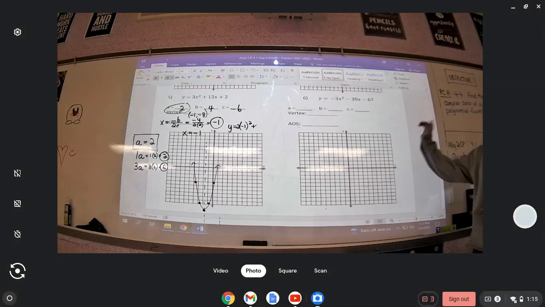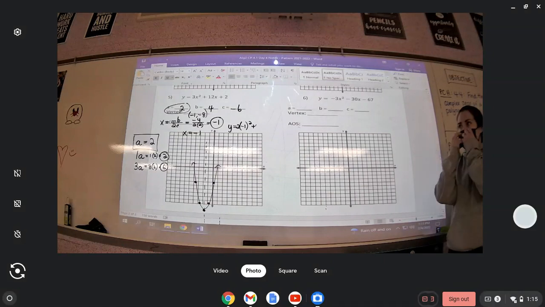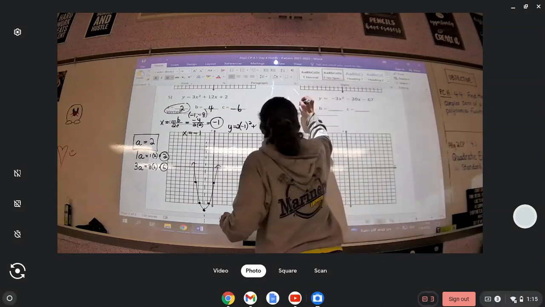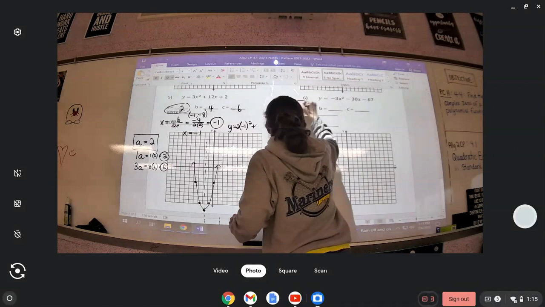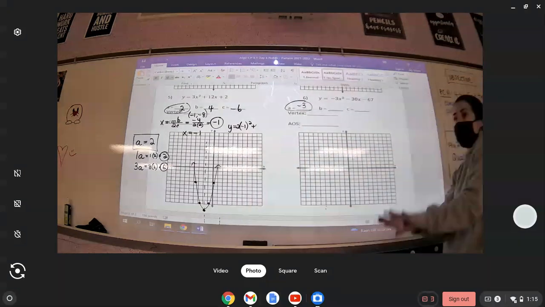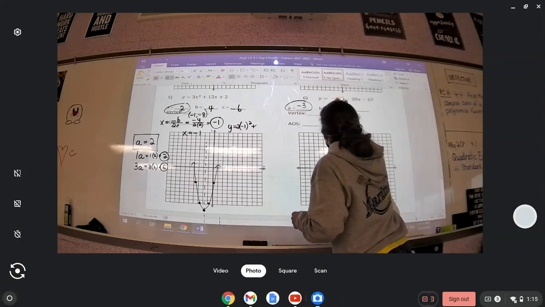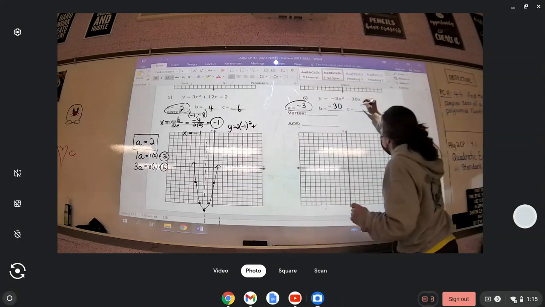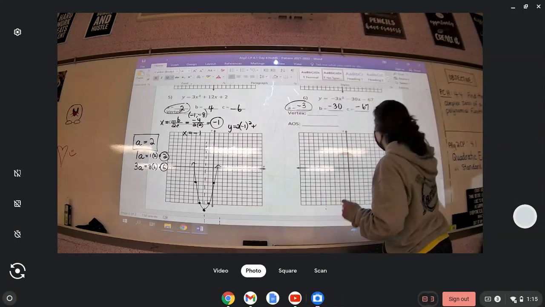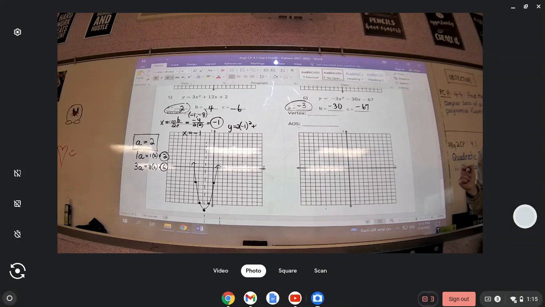All right. In this one, who's A? Negative 3. Is this parabola going to open up or down? Down. So now you know your jumps are going to be negative numbers. You're going to go down from your vertex. All right, B. Whoa. Negative 30. C. Negative 67. Okay. Everybody get your vertex.